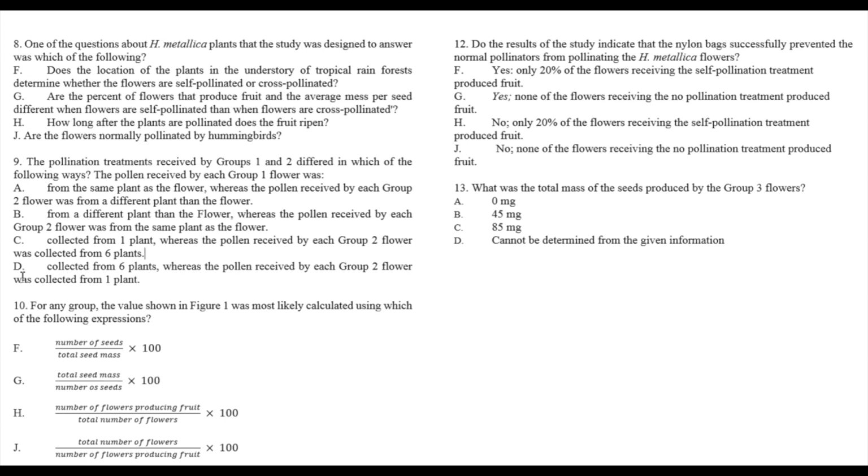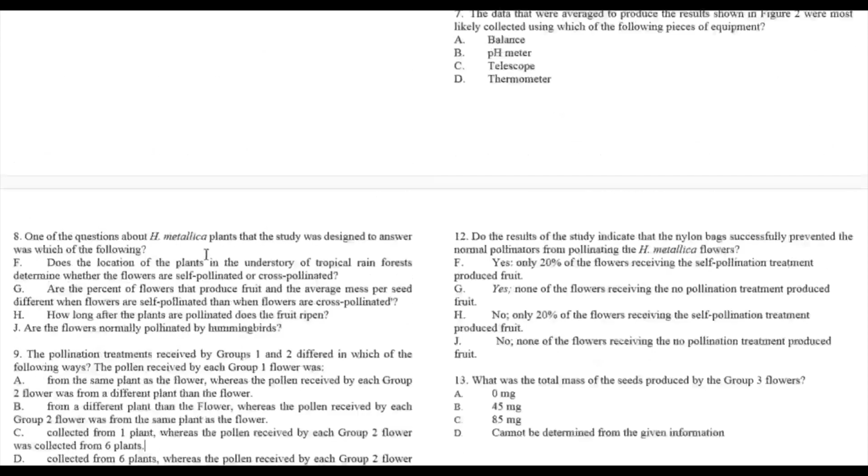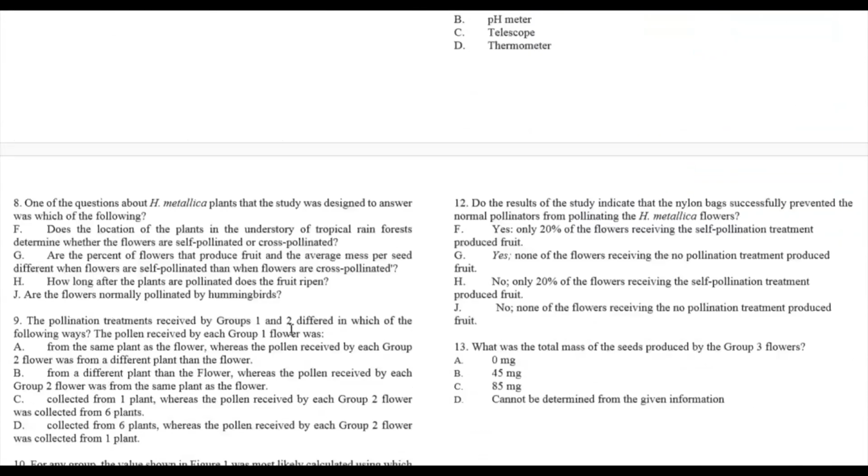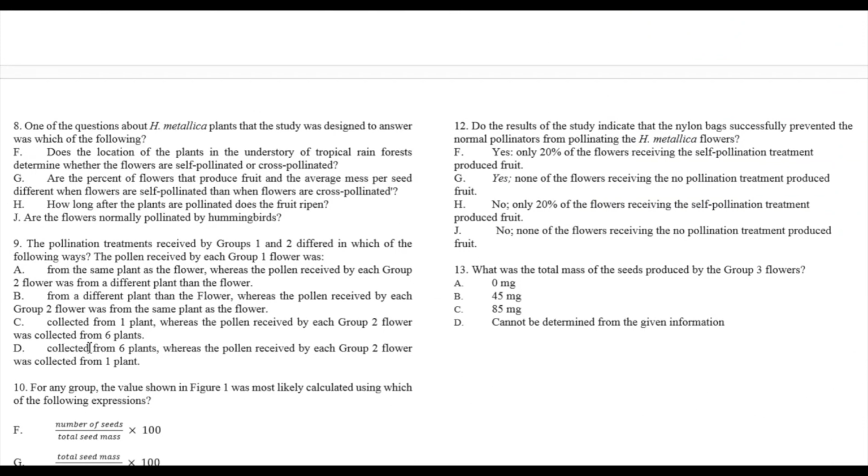and the same flower. C says collected from one plant, okay, well, it's itself and that's only one plant, whereas the pollen received by each group 2 flower was collected from 6 plants. That's not true because here it says a single donor. Scrolling back down, another option is D, collected from 6 plants for group 1. Well, we know that's not true because it's only collected from one plant, in this case itself. So here A is the correct answer. Note that we could have selected that answer before reading the other ones if we were pretty confident in our interpretation of Table 1. And if you're pressed for time, you should absolutely do that.